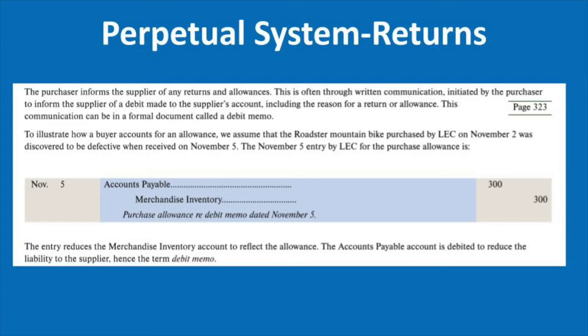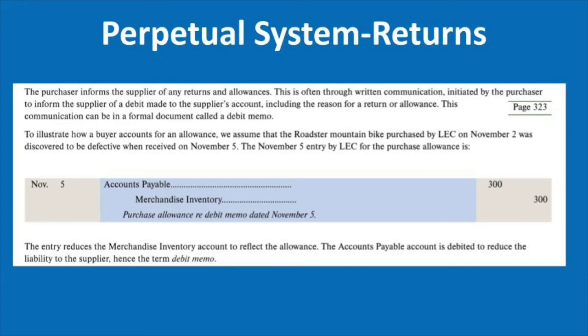So to illustrate how the buyer accounts for the allowance, we assume that the Roadster mountain bike purchased by LEC on November 2nd was discovered to be defective when received on November 5th. So there will be an entry there to take that bike out of inventory. First of all, we're going to debit accounts payable, meaning that we're going to reduce the amount that we owe that company by $300.